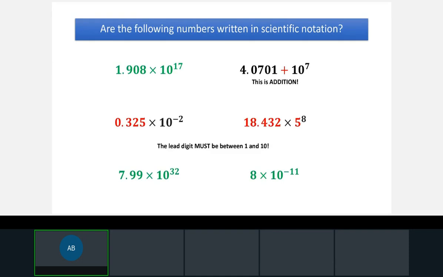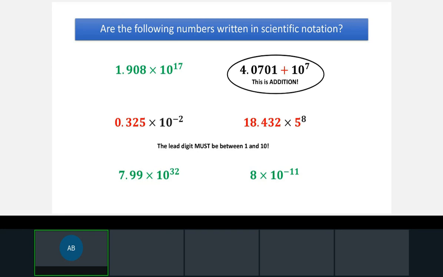I always like to have an answer page next so that if it gets a little bit messy with the board writing, students have a nice clear slide where they can see which answer choices should have been chosen here. So, are the following numbers written in scientific notation? We decided that this one was not.